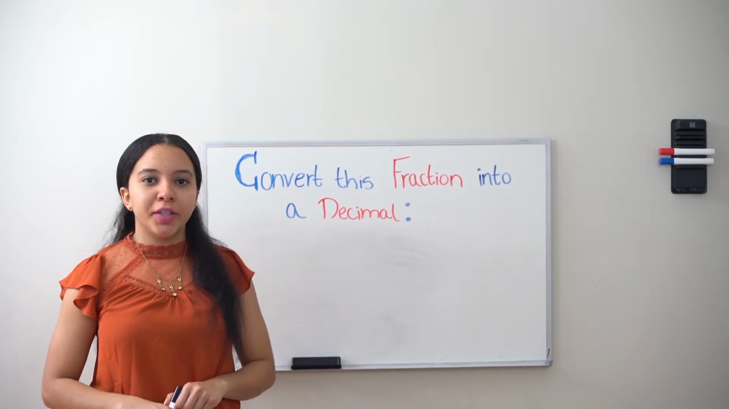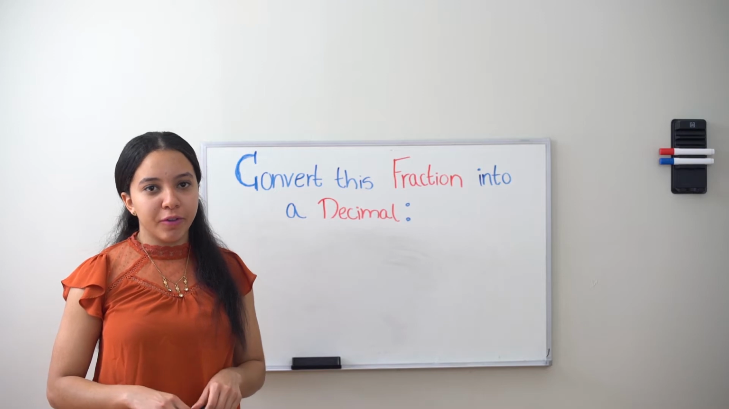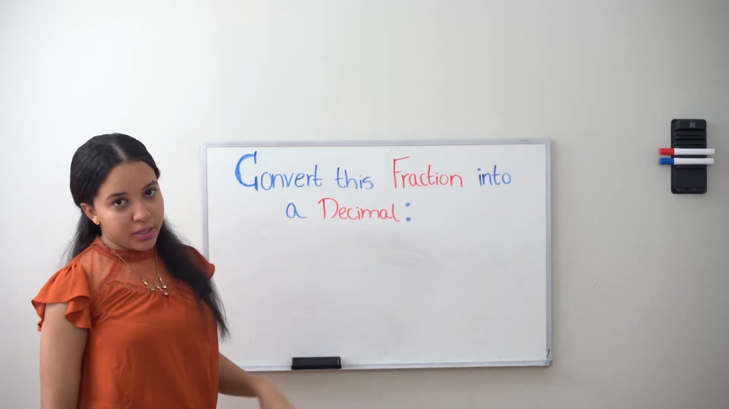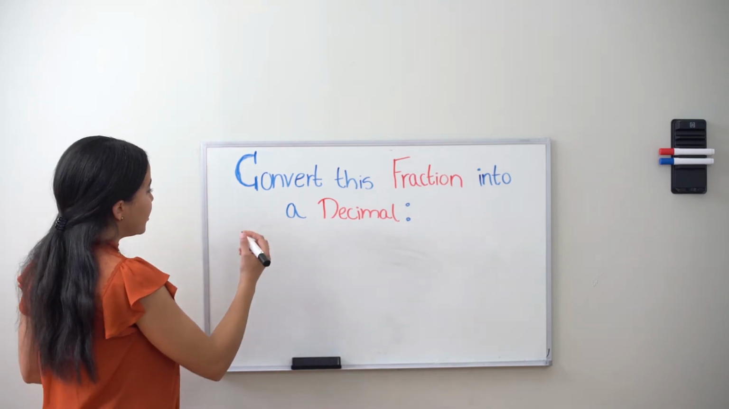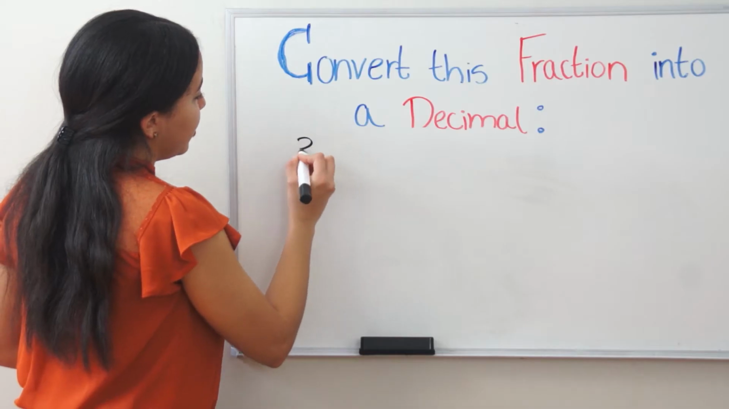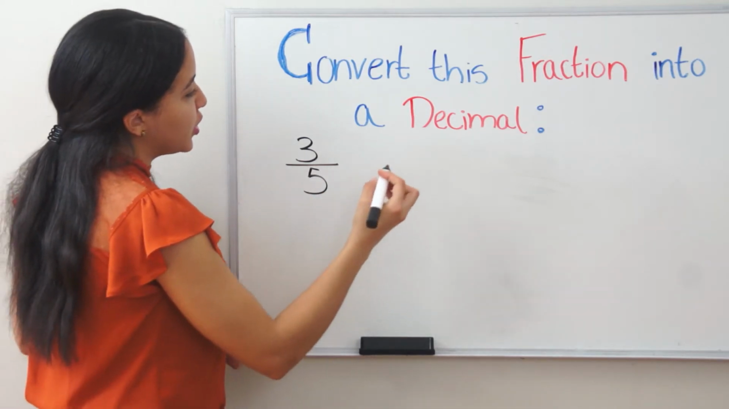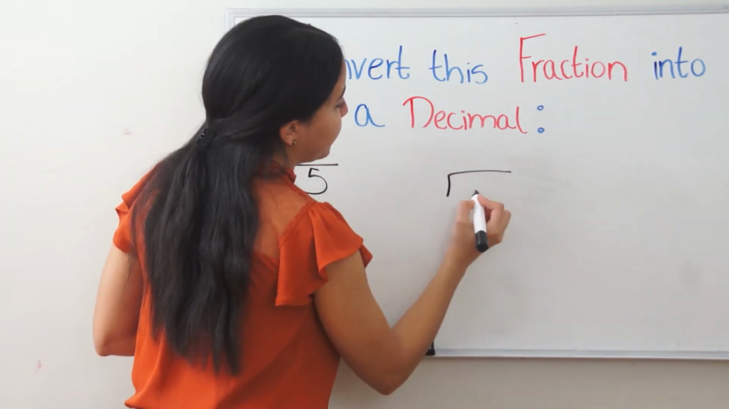Today we're going to start with math for fourth grade students. We're going to learn how to convert a fraction into a decimal. So our first example is going to be 3/5. So we're going to do it like this.